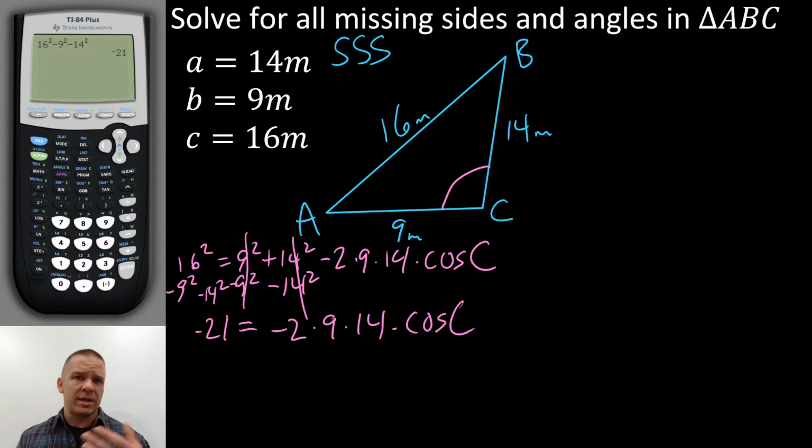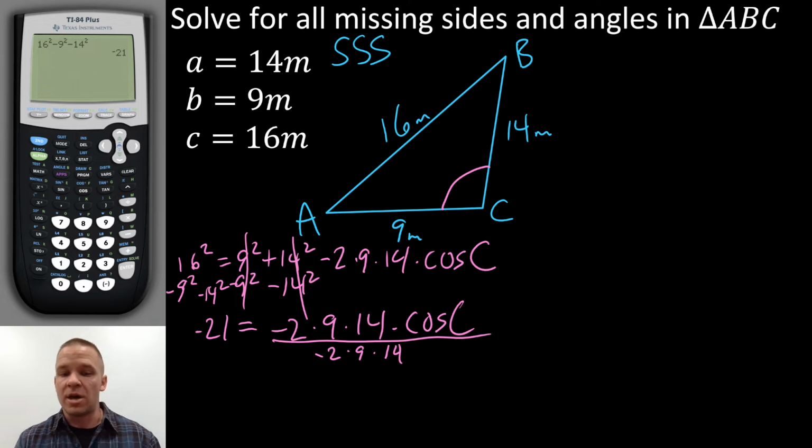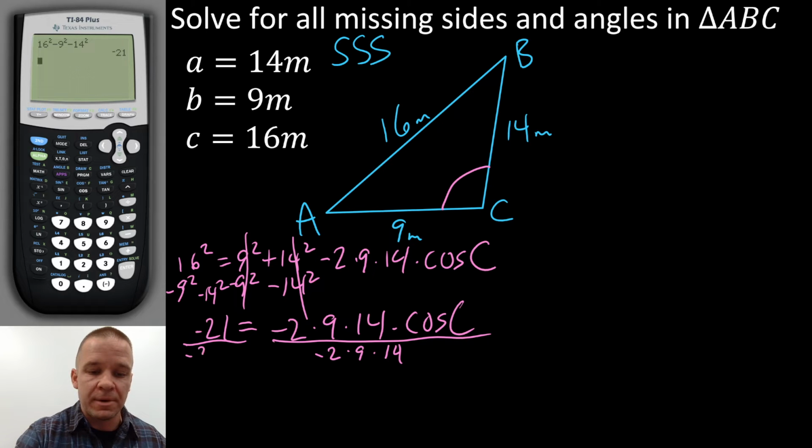How am I going to get cosine of C by itself? That's my next goal here. Well, I need to divide by all that stuff. See, the issue is some people think to add because they see that negative. Nope. I am dividing by that whole mess right there. Now, again, you can go ahead and type this into your calculator and get a negative number and just divide by that. I'm just going to keep on showing my work here.